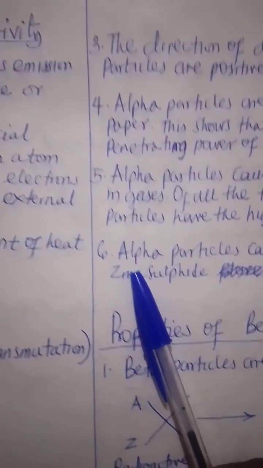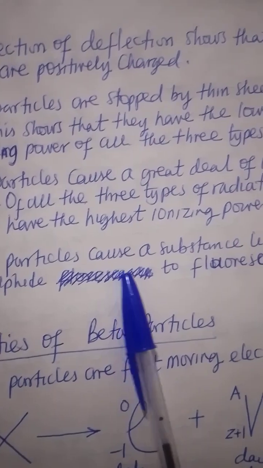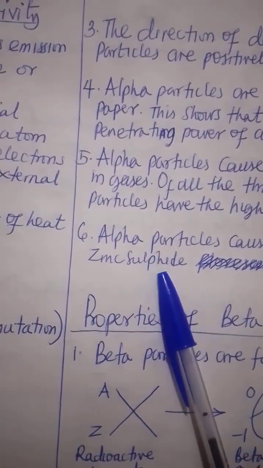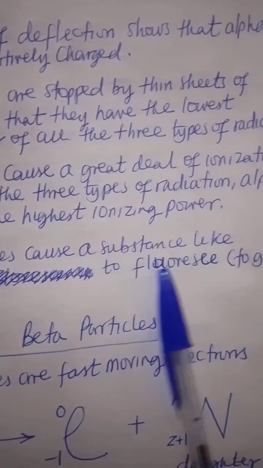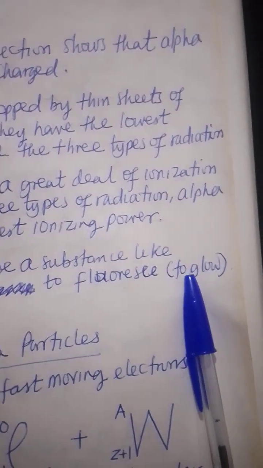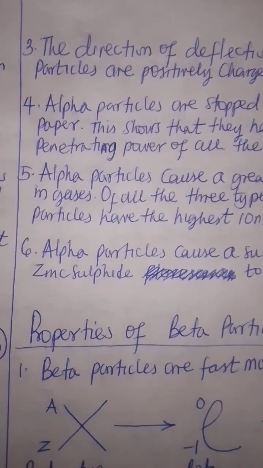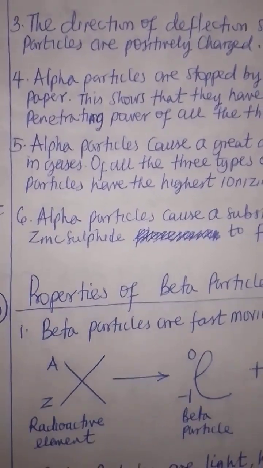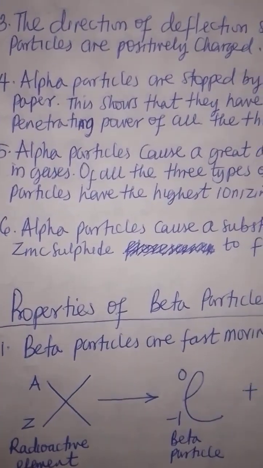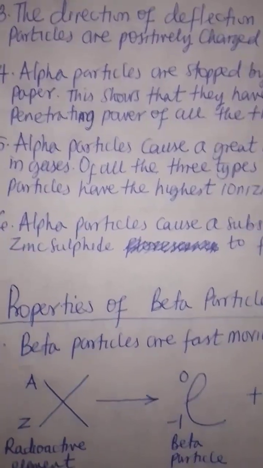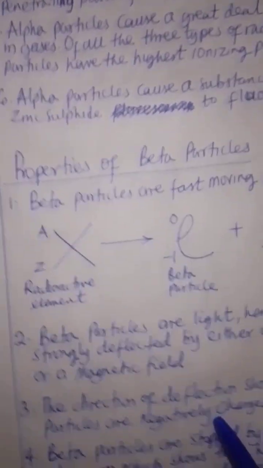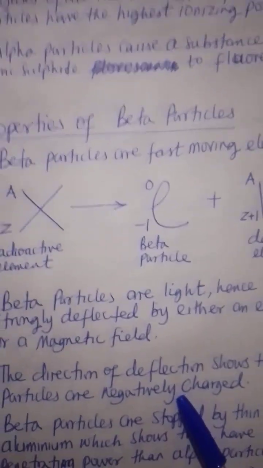And lastly, alpha particles cause a substance like zinc sulfide to fluoresce, to glow. In other words, when alpha particles come in contact with zinc sulfide, it absorbs the energy and begins to glow. This will take us to properties of beta particles.